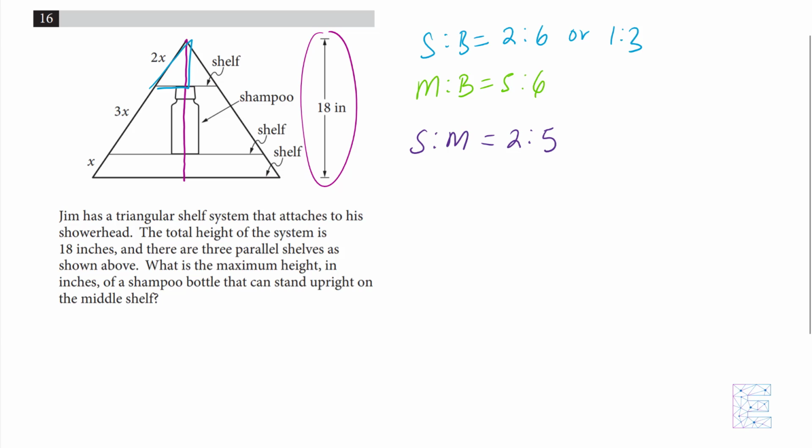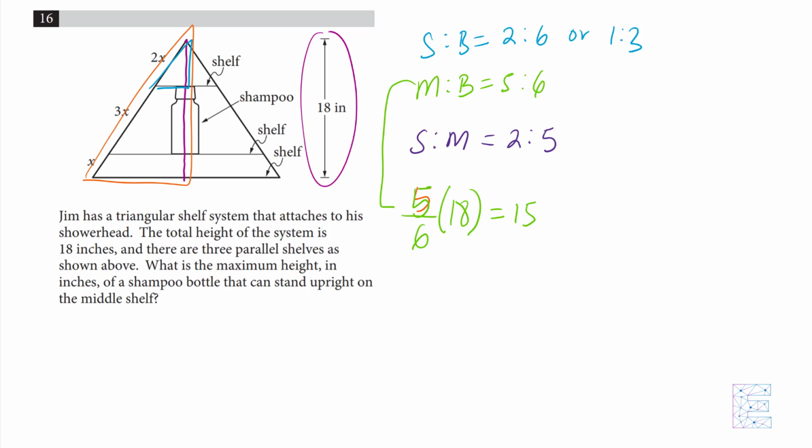But the question here really is asking to find the maximum height of this bottle. Therefore, we only need to focus on the middle and the largest. So basically the blue triangle and this one over here. So once again, the ratio for the middle to the largest, or the biggest one, is 5/6. So 5/6 of the height given to us was 18. So we can do the math here and find that that's 15. The middle to the largest is 15.